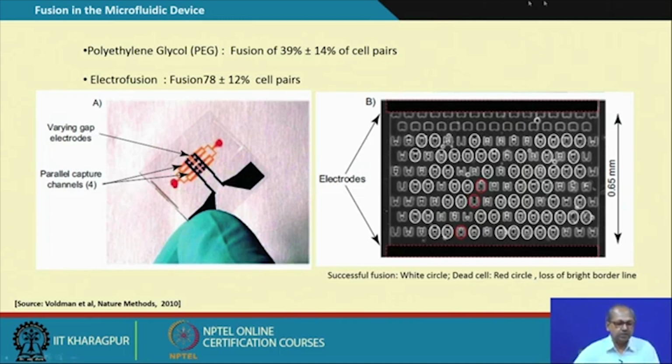That could be done using polyethylene glycol, with fusion efficiency around 40%, and if we give a brief DC electric field for 1 or 2 seconds, then fusion efficiency is 78%. And both things could be done on the same platform, because PEG is very easy to give, we can quickly flush out the used PEG using the flow behavior in that microfluidic platform, and the electrodes are beneath, so you can give the direct electric field.